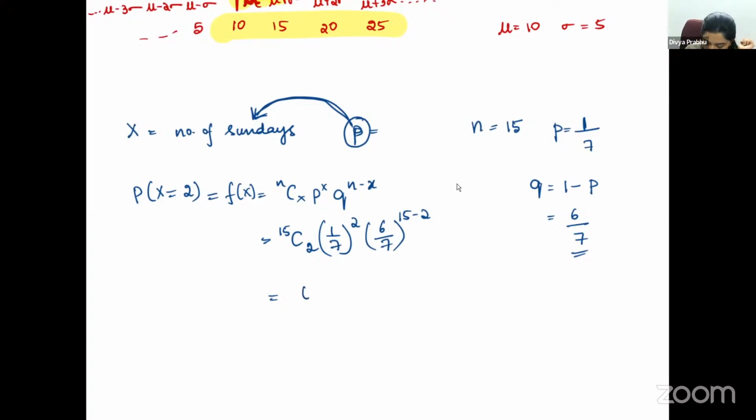0.2888. This is the answer. Very good. 0.2888. You can round this off as per the options given in the question. Okay. So this is the right answer. 0.2888. Understood everyone? Is it clear?